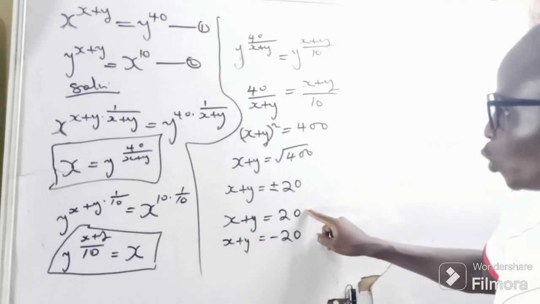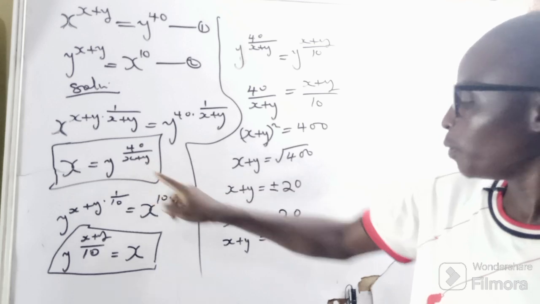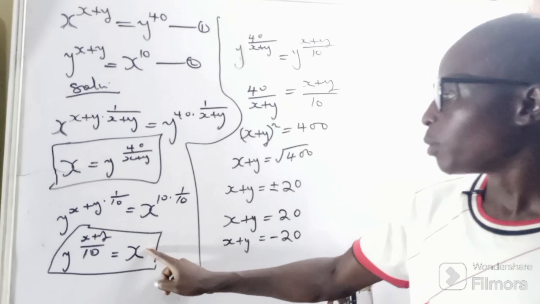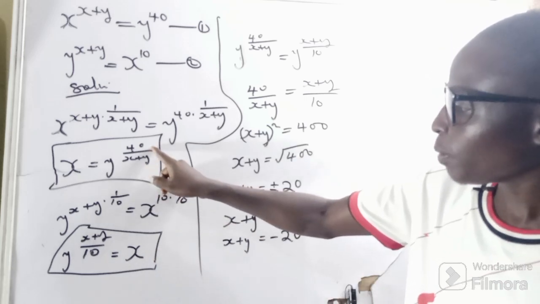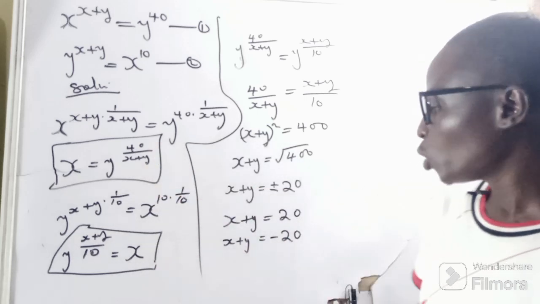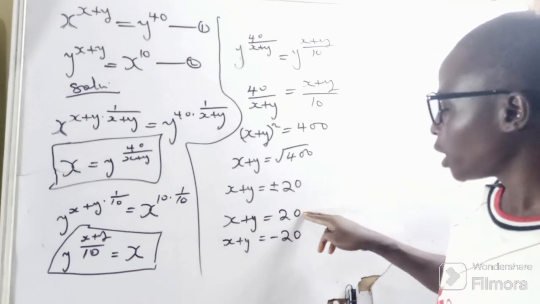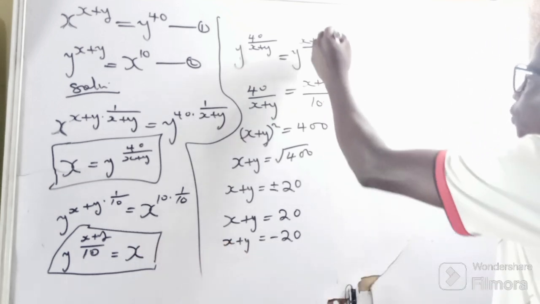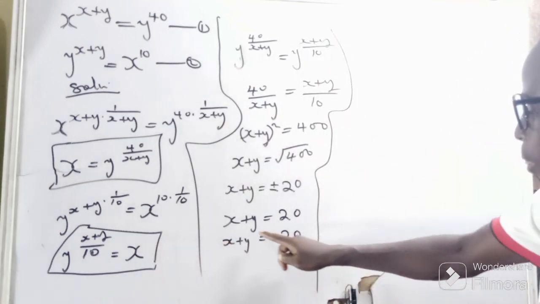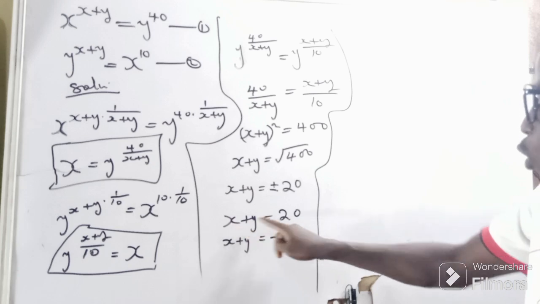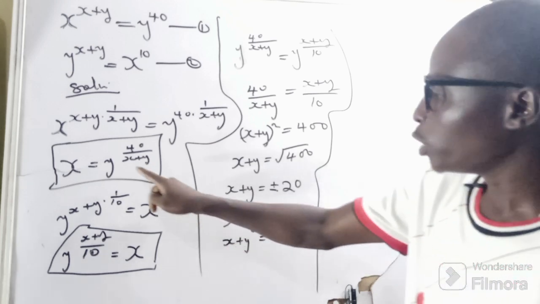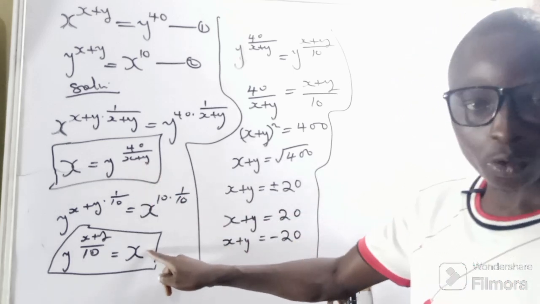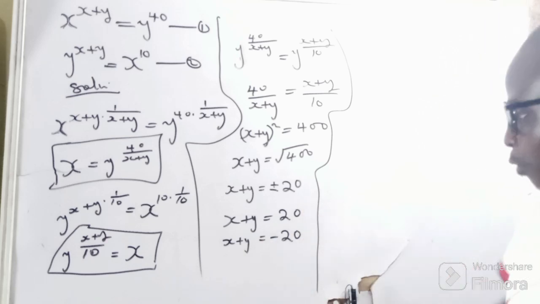So let's consider the first situation related with the first case here, and the second situation related with the second case respectively. As we can see, the first and the second are the same. So let's relate the first case with the first case, the second case with the second case. If x plus y is equal to 20, we are going to substitute it here. If x plus y is equal to negative 20, we are going to substitute it here. So let's start from the first one.